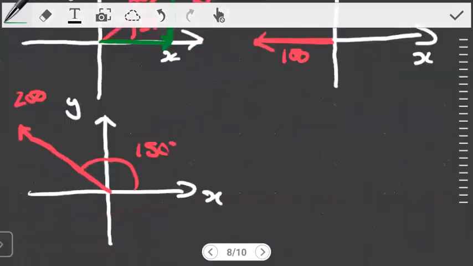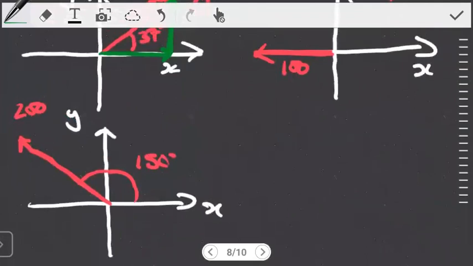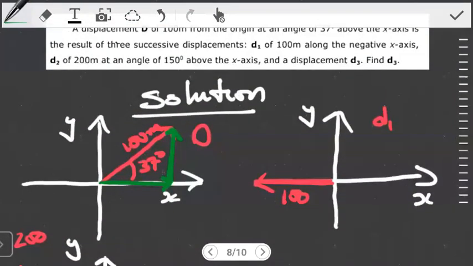Okay, so if we go back here, we've seen that this is going to be 100 cos 37. For the y component, when we go back to our vector, the y component is this particular line.